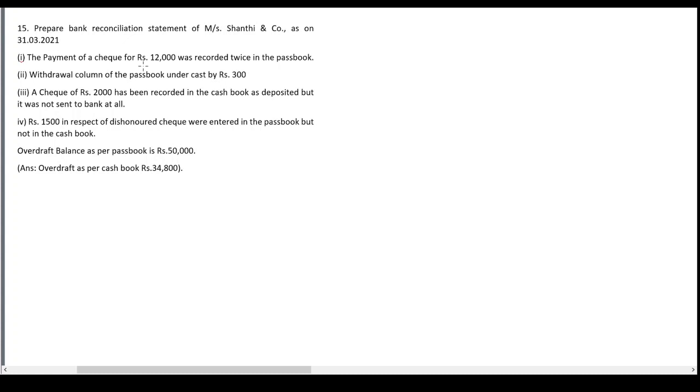The payment of a check for Rs 12,000 was recorded twice in the passbook. Withdrawal column of the passbook is undercast by Rs 300. A check of Rs 2000 has been recorded in the cash book as deposited, but it was not sent to bank at all. Rs 1500 in respect of dishonored check were entered in the passbook but not in the cash book. Overdraft bank balance as per passbook is 50,000. So let us prepare our working notes.